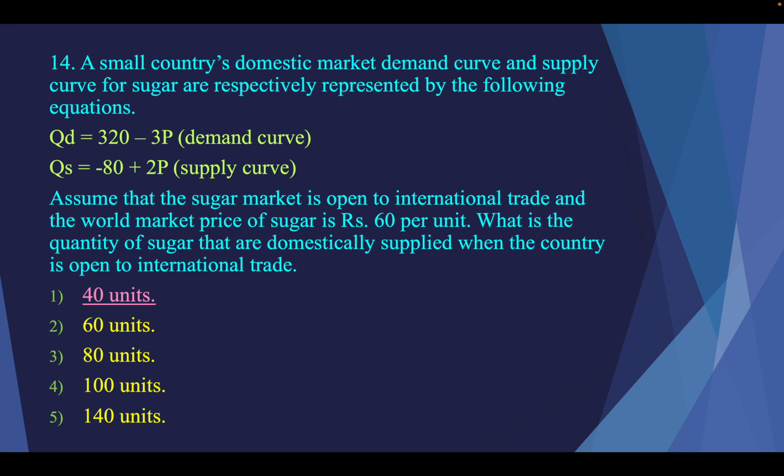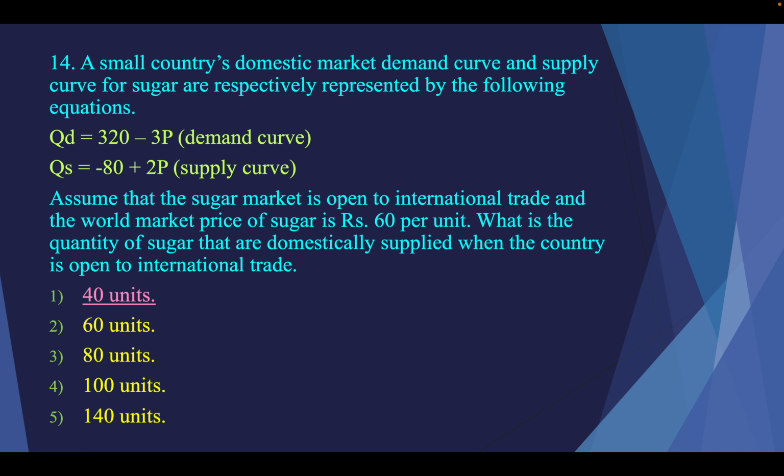Then the following question. A small country's domestic market demand curve and supply curve for sugar are respectively represented by the following equations: QD equals 320 minus 3P, QS equals minus 80 plus 2P. Assume that the sugar market is open to international trade and the world market price of sugar is 60 rupees per unit. What is the quantity of sugar that is domestically supplied when the country is open to international trade?